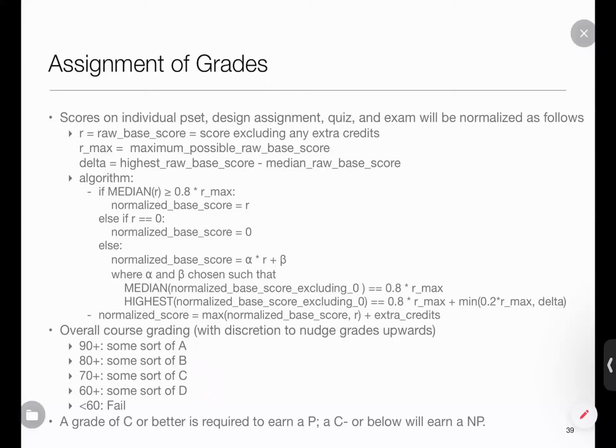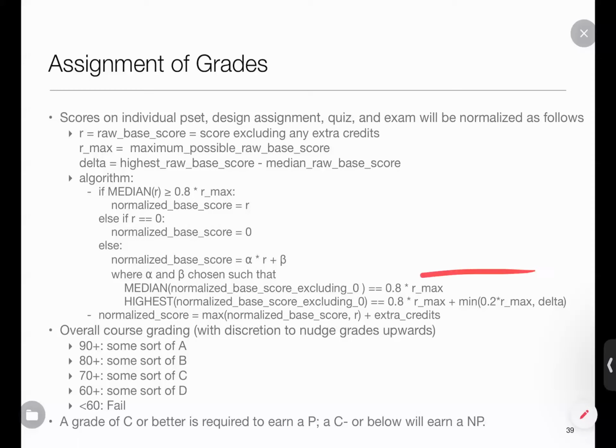The other thing is that when we are doing this adjustment, if there is any extra credit, we set it aside. We do this adjustment without the extra credit, and then we just put back the extra credit. So again, the intent is to always be on your side as we are doing this normalization. Like I said, if the median is already higher than 80, then you benefit. Okay, any questions?